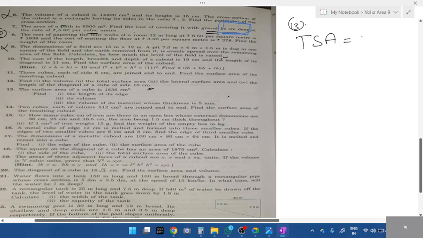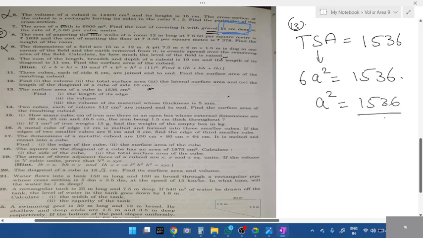total surface area. What is the total surface area value given? 1536. If total surface area is given, use the total surface area formula, students. What is the formula? Correct. 6a square is equal to 1536. Find the value of a here. 1536 divided by 6. a is equal to square root.